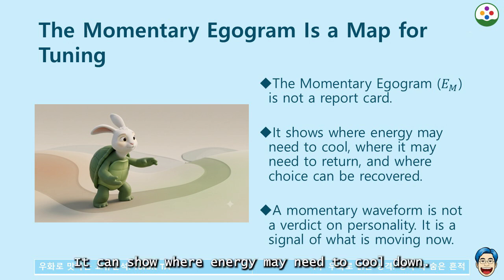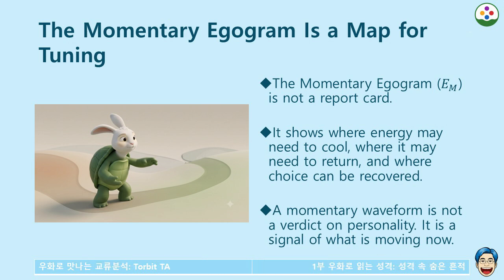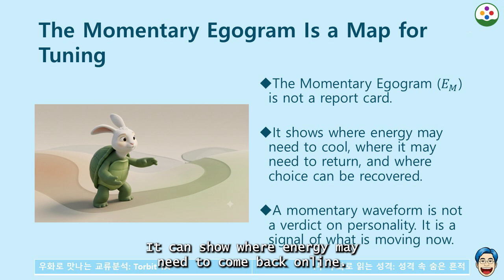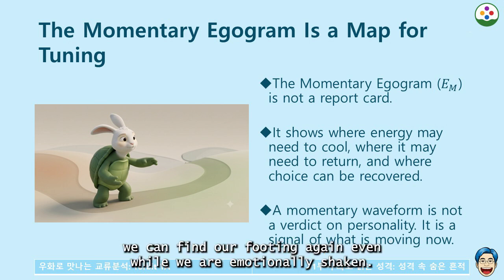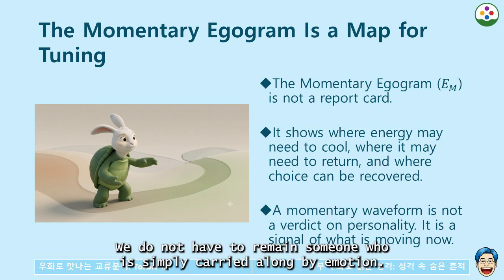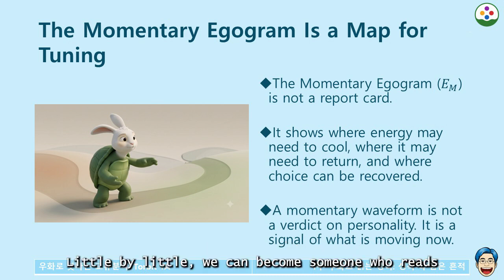It can show where energy may need to cool down. It can show where energy may need to come back online. And it can show where choice needs to be recovered. When we can read that map, we can find our footing again, even while we are emotionally shaken. We do not have to remain someone who is simply carried along by emotion. Little by little, we can become someone who reads and works with the movement of the mind's engine.